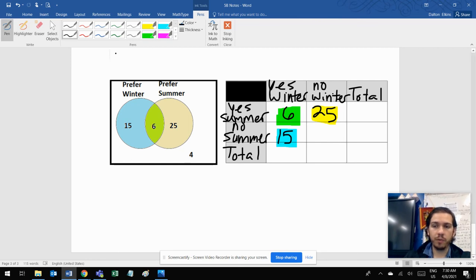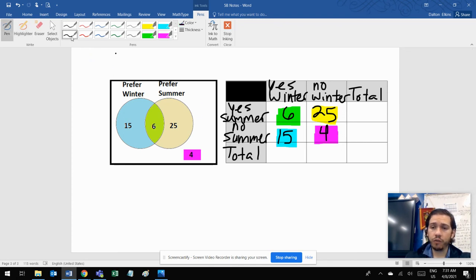Lastly, we have the people who don't like winter and don't like summer. Well, those are the people who don't like anything, and it's going to be represented by this 4 that is outside of the Venn diagram over there. So that is where each of those pieces of information goes based on the two frequencies, the frequency of preferring winter and the frequency of preferring summer.